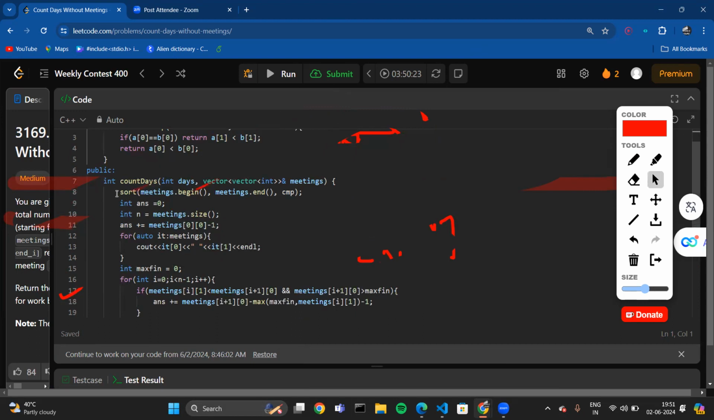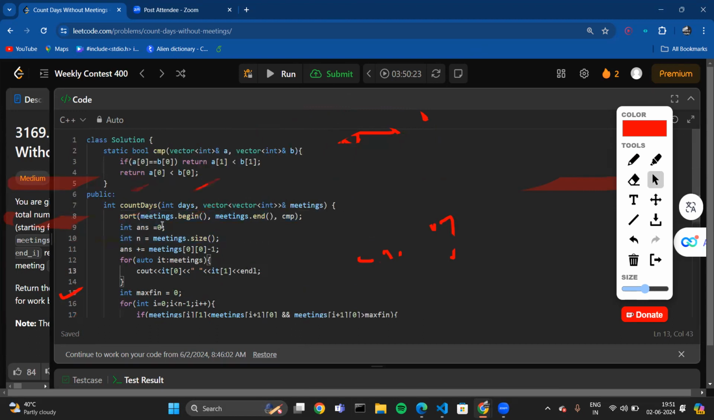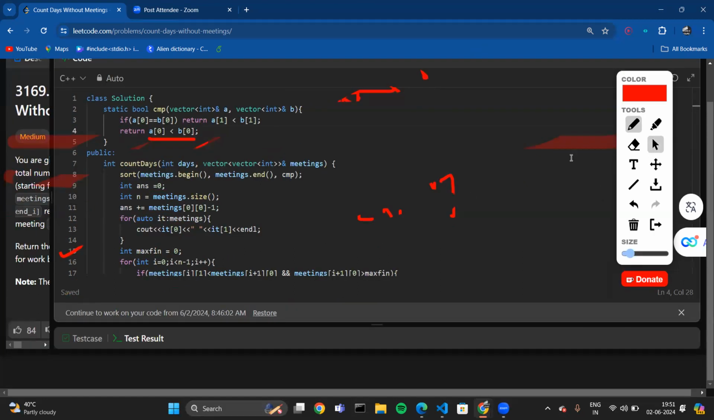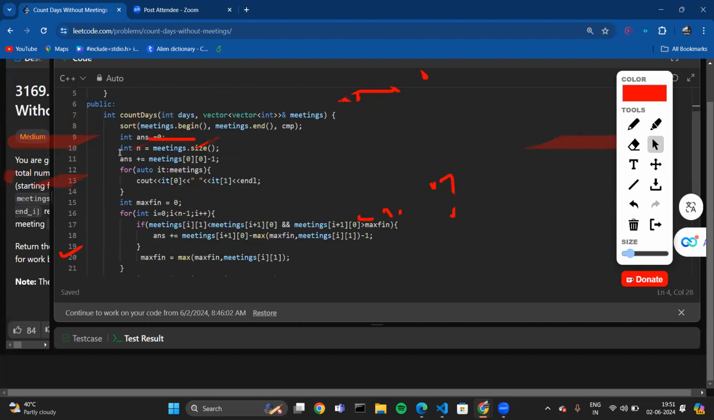Yes. So I will sort it according to the 0th, this thing, the starting days. I will sort it according to the starting days. Now, what I will have, first of all, I will check if there are prior meetings. For example, if it's starting from 2, 3, then I have to add that one also. So here, this one is covered.